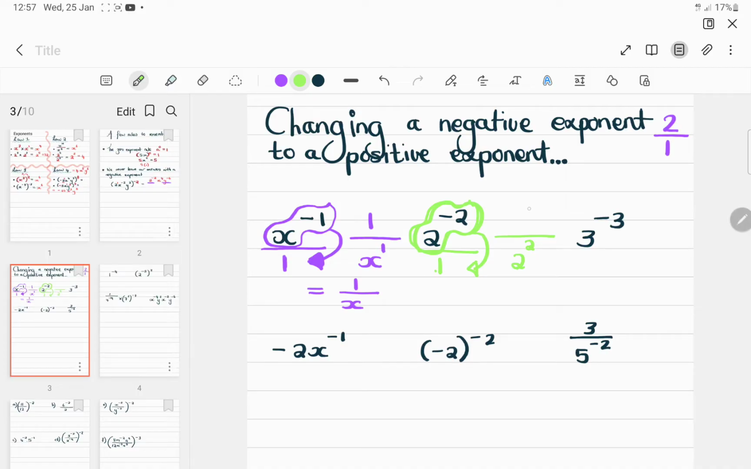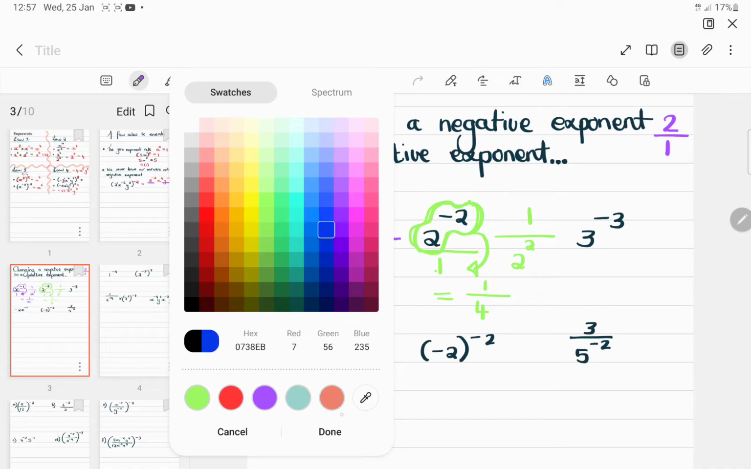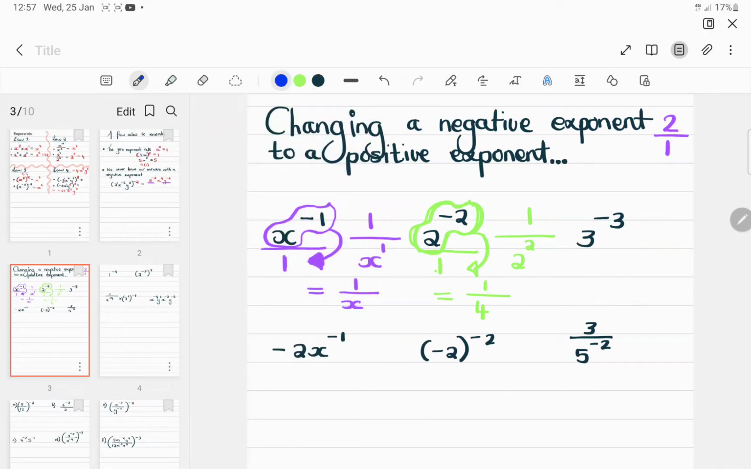If there's nothing left on top, there's a 1 placeholder, and then you can simplify that: 2 to the power 2, which makes it 1 over 4. Okay, let's change this to a nice blue. Again, we're going to create our upstairs, downstairs. Who's naughty? The 3 to the power negative 3.